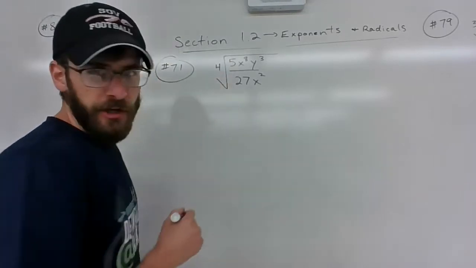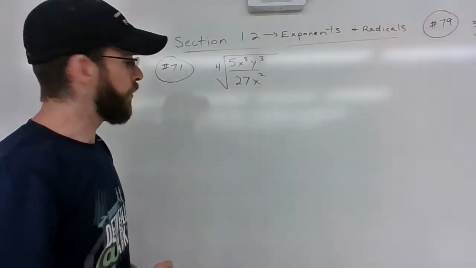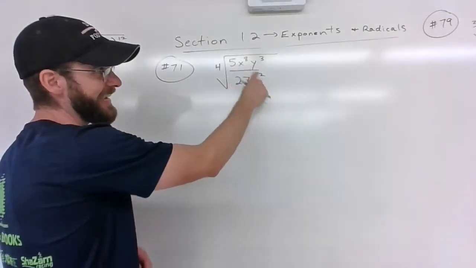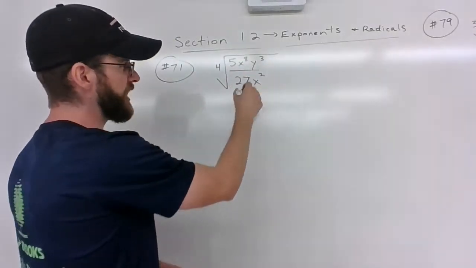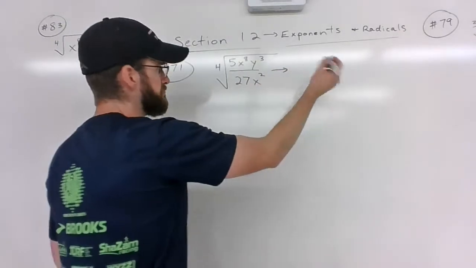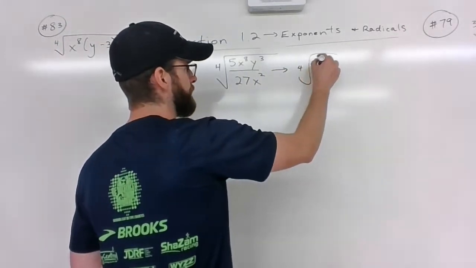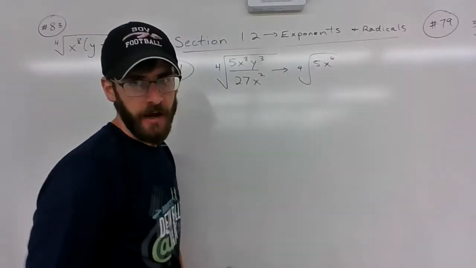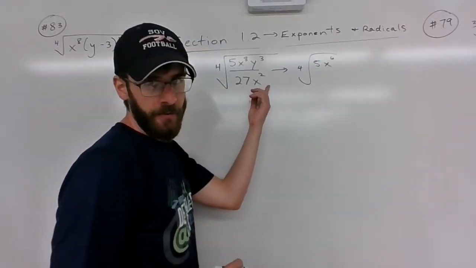All right, when we take a look at this example number 74, or 71, we're still just trying to simplify things. X to the 8 divided by x squared changes to everything's the same except the x is now to the 6th power on top. The x squared on the bottom is gone.